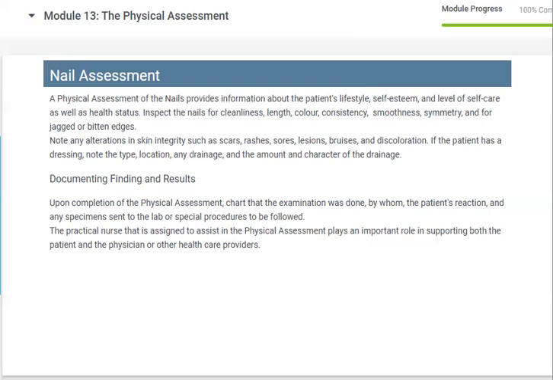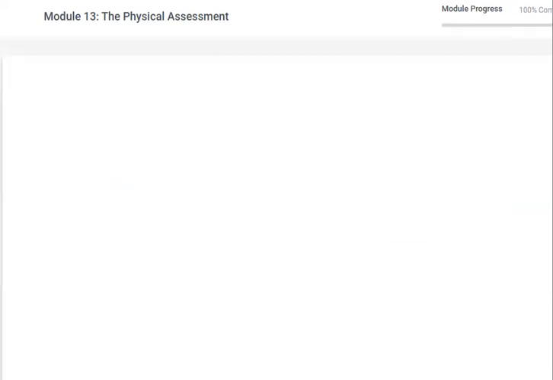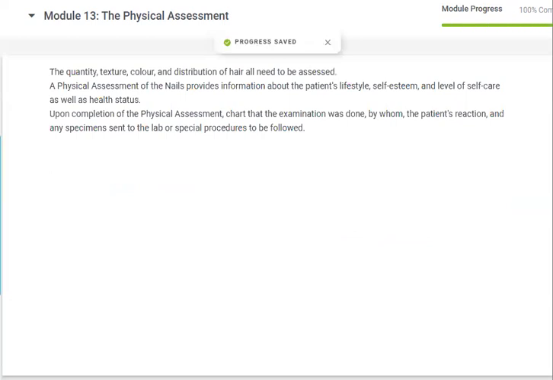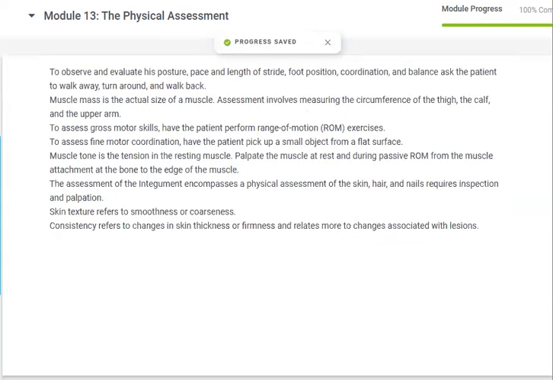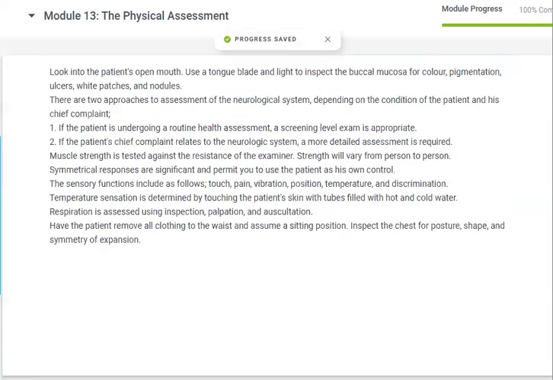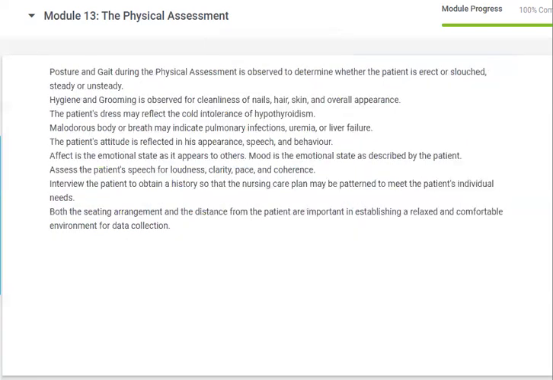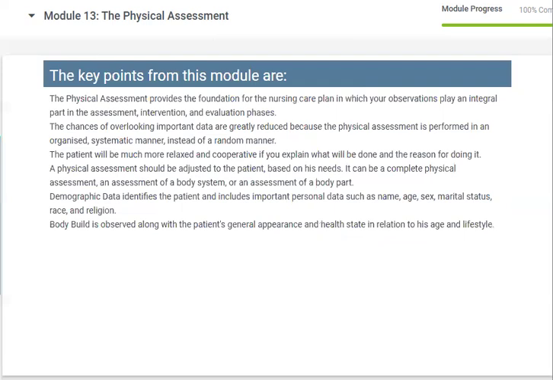The key points from this module are: the physical assessment provides the foundation for the nursing care plan in which your observations play an integral part in the assessment, intervention, and evaluation phases. The chances of overlooking important data are greatly reduced because the physical assessment is performed in an organized, systematic manner, instead of a random manner.